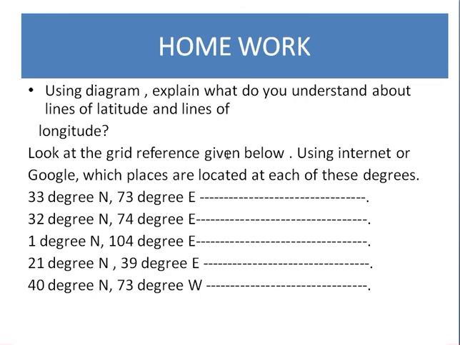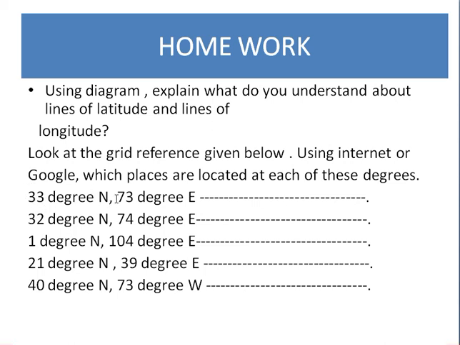Children, I hope you have understood. Now your homework is, by using diagrams, explain what you understand about lines of latitude and lines of longitude. You will draw two diagrams of latitude and longitude which are given in the book, page numbers 24 and 25. Then when you look at the grid on the world map, you have to find out the location of the places or the countries.